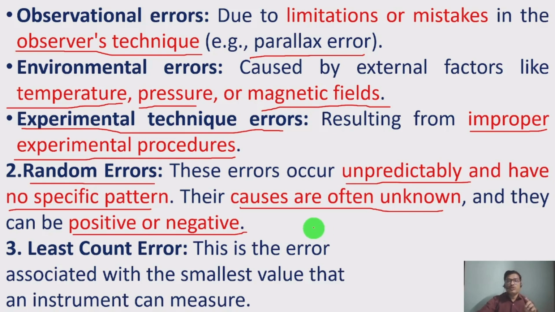For example, if you take the vernier caliper or micrometer screw gauge, which commonly have a least count of 0.001 mm or 0.01 mm, like that. Due to the least count, the smallest value that can be measured, the error that occurs is called a least count error. These are the different types of errors which will occur during the measurement.